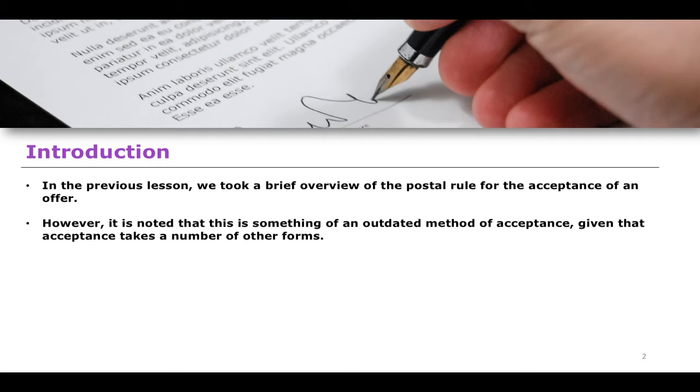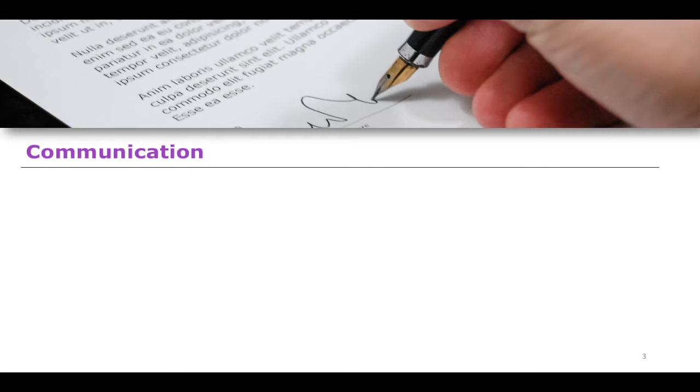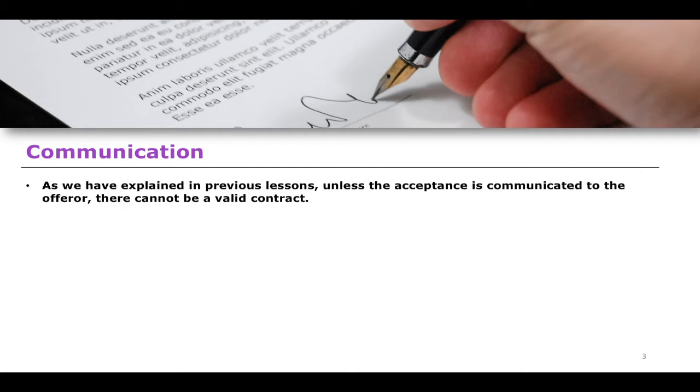So as a result of this, there are other things that we can think about in terms of communicating and making sure that your acceptance of an offer is communicated back to the offeror. As we've explained in previous lessons, unless acceptance is communicated to the offeror, there cannot be a valid contract. So if acceptance is not communicated, there cannot be a valid contract. There are general exceptions to this rule.